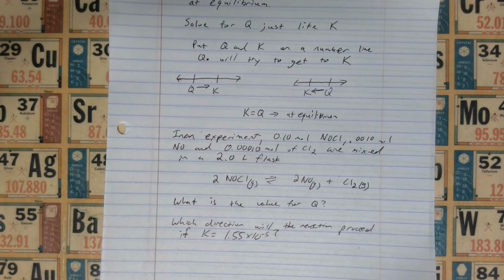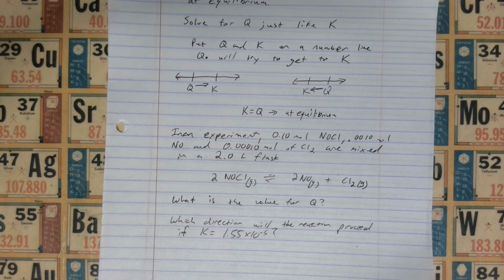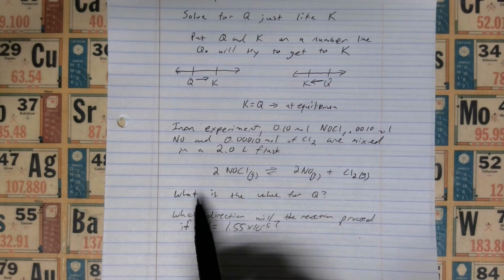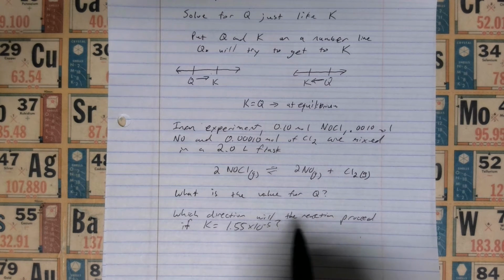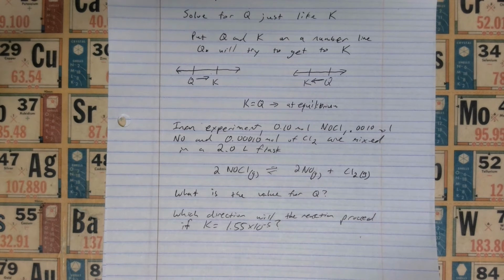In an experiment, 0.1 moles of NaCl, 0.001 moles of NO, and 0.0001 moles of Cl2 are mixed in a 2-liter flask. Here's my equation. What is the value for Q? And then what direction will the reaction proceed if K is 1.55 times 10 to the minus fifth?